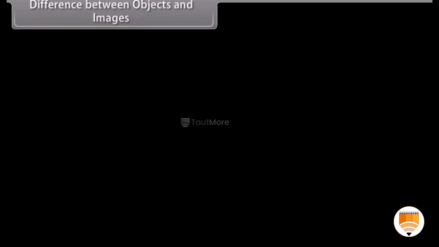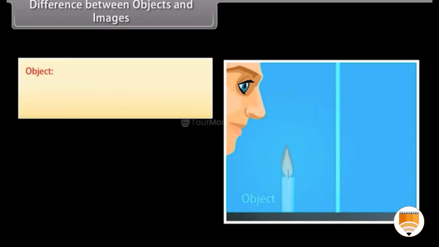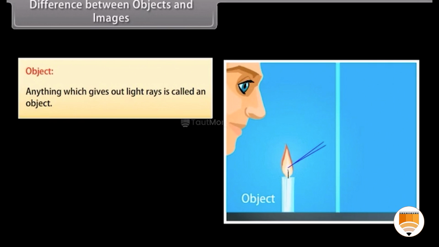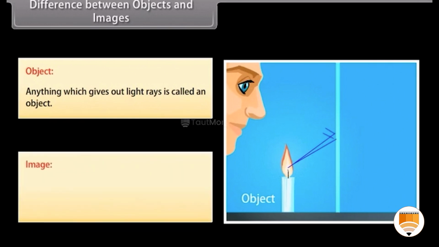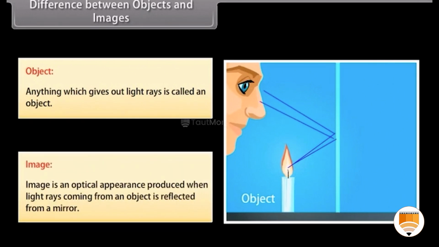Difference between objects and images. Object. Anything which gives out light rays is called an object. Images. Image is an optical appearance produced when light rays coming from an object are reflected from a mirror.